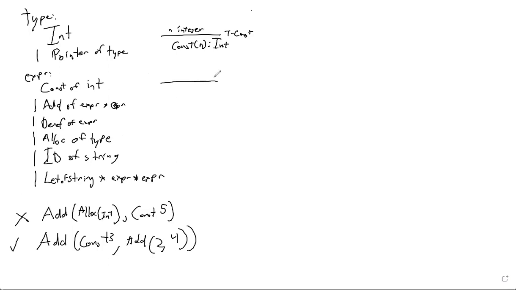So we name this rule talloc, and we say that alloc of some type T is of what type? Well, if we alloc an int, then we want the result to be a pointer to an int. And if we alloc an int pointer, we want it to be a pointer to an int pointer. So it depends on what type T is here. In this case, it's pretty simple. It's just always a pointer of T.